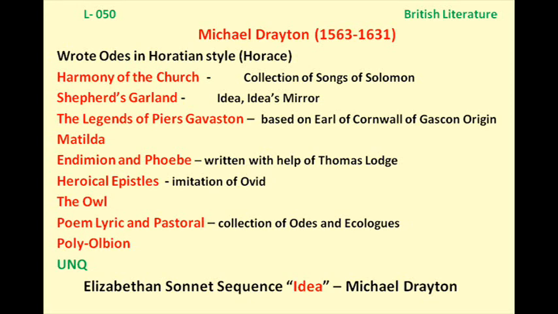So that is all about Michael Drayton, and these are the few titles you should remember. Harmony of the Church, Shepherd's Garland, which also has the title Idea, and later when the sonnets were expanded, it was given the name Idea's Mirror. Then we have Legend of Piers Gaveston, Matilda, Endymion and Phoebe, Heroical Epistles, The Owl, Poems, Lyric and Pastorals, Polyolbion. So that's it for this lesson.